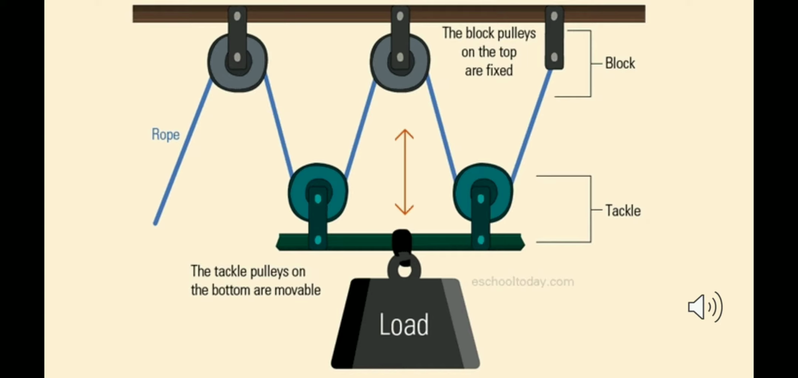Now, this kind of pulley system is known as a block and tackle system. Above, the pulleys are all blocked, you can see. And the lower one is connected with the rope. So, this is known as a block and tackle system of the pulleys. Okay, so we move further.